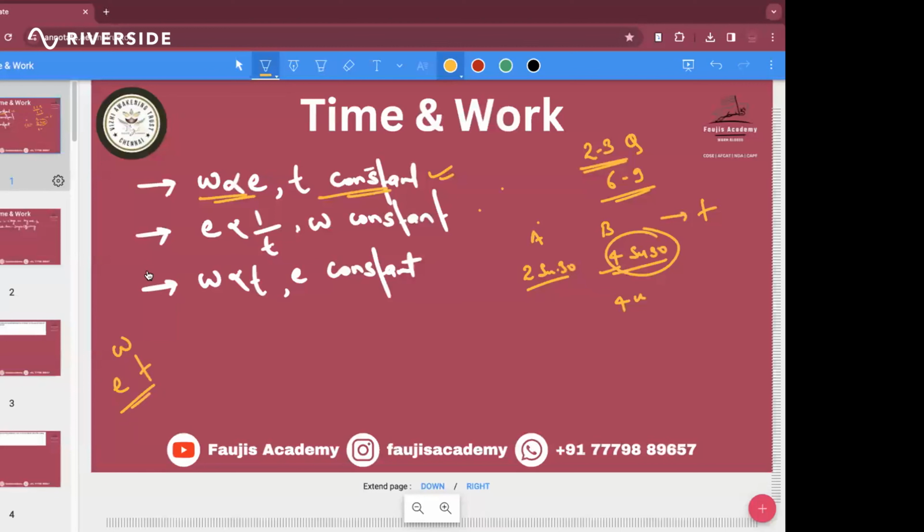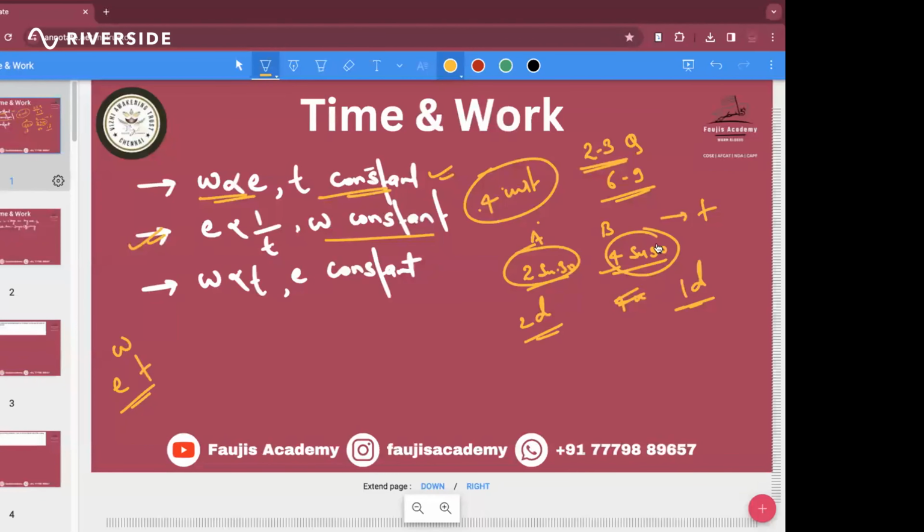The second one is efficiency is inversely proportional to time, when W is constant. Let's say the work is 4 units that each of A and B is supposed to do. A is less efficient than B. A will take 2 days because he is able to charge two batteries, and B is able to charge four batteries, so B will take only one day.